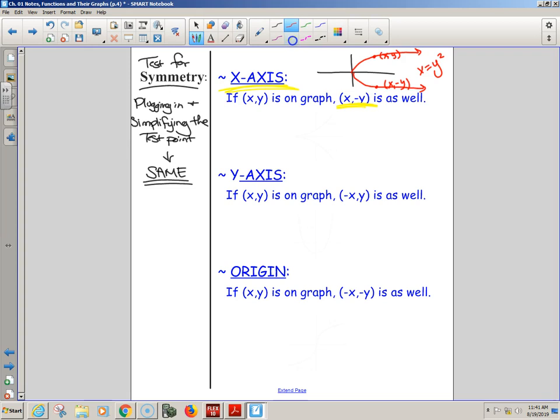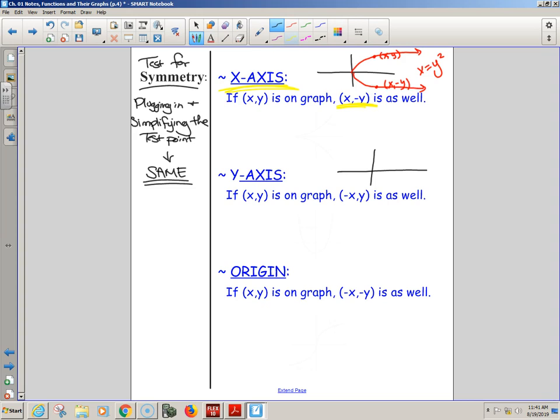If a graph has an arbitrary point and displays x-axis symmetry, there must be a corresponding point with the opposite y value but the exact same x value. There has to be a copy on the other side. True? Okay, so y-axis symmetry, why does this test point make sense?